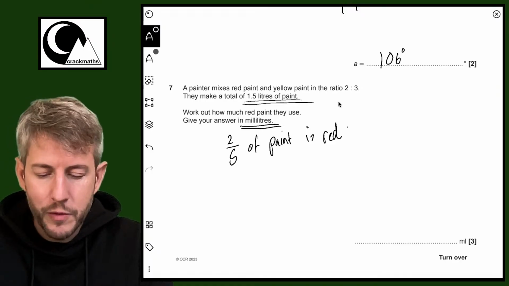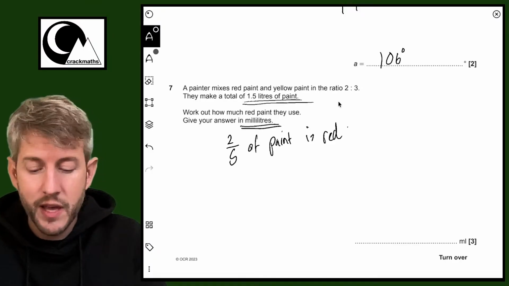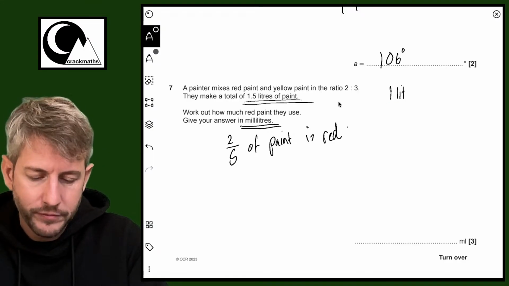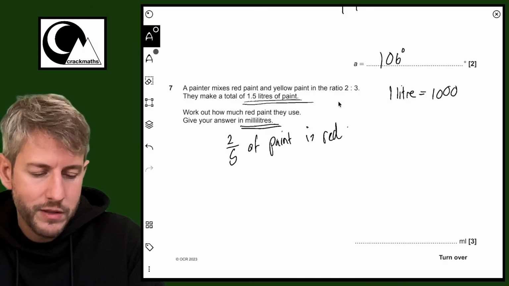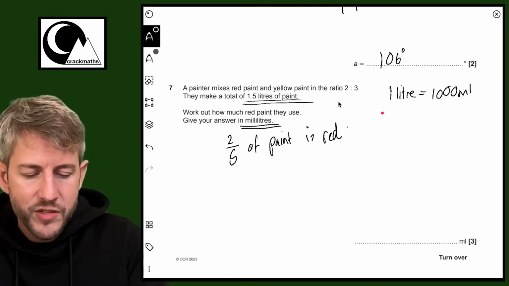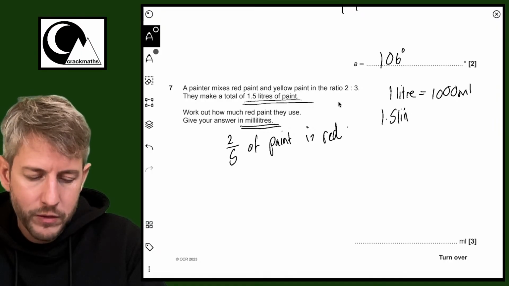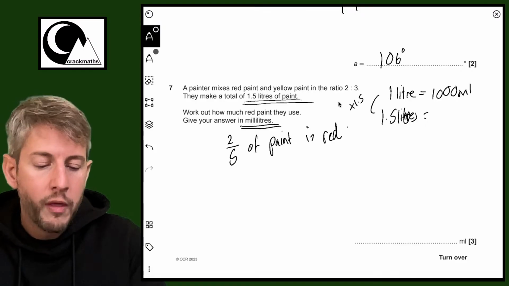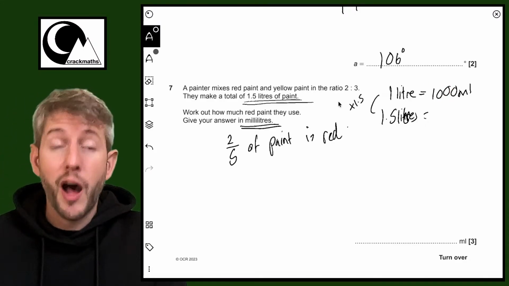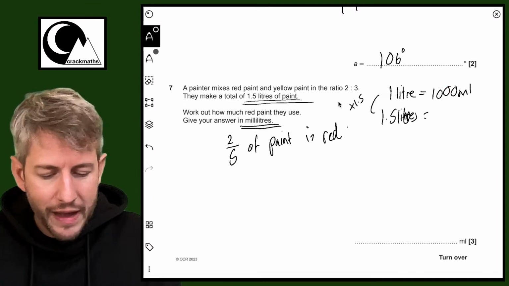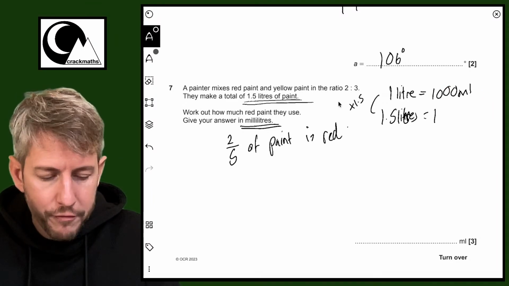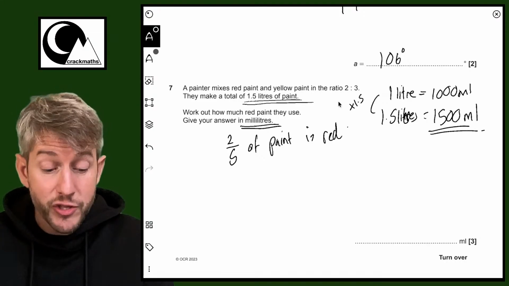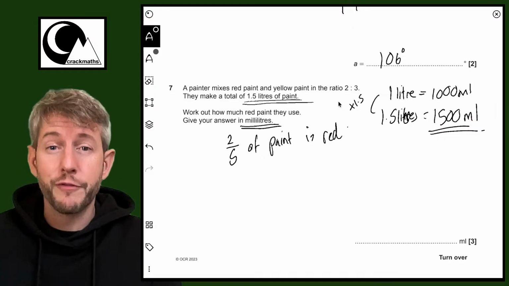So what I'm going to do first of all is turn the litres into millilitres. So 1 litre equals 1,000 millilitres. So 1.5 litres is this times 1.5, or in other words, this and then half of that again. So we've got 1,000 times 1.5, so that'll be 1,500 millilitres. Okay, so now I need 2/5 of 1,500.